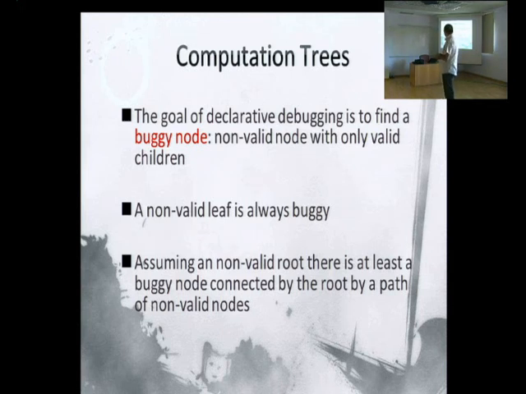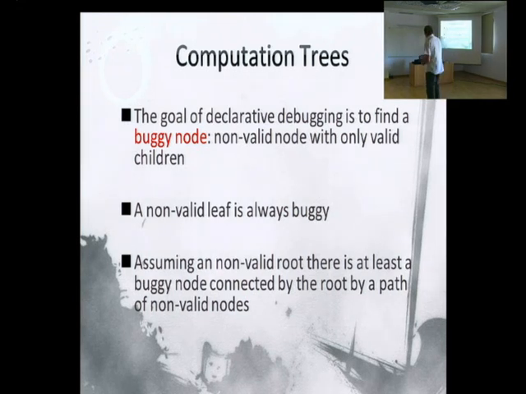It's a particular case. Well, it's easy to prove, and at least it's very easy to think about now. If we assume a non-valid root, and we always assume a non-valid root because we are always starting with an initial symptom, which is the root of the tree, so we always have a first red node. Well, if you have a green and red tree with a red root, then it's easy to check that there is at least a buggy node connected to the root by a path of non-valid nodes. The idea is that you can start here. I think it's easy.